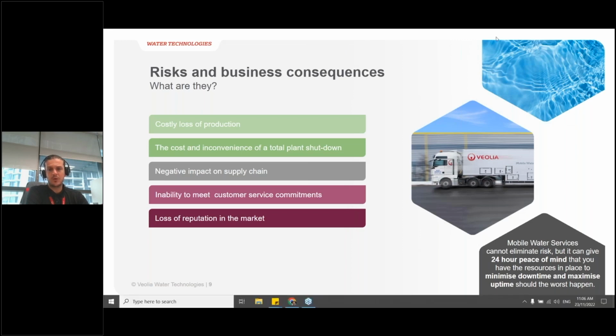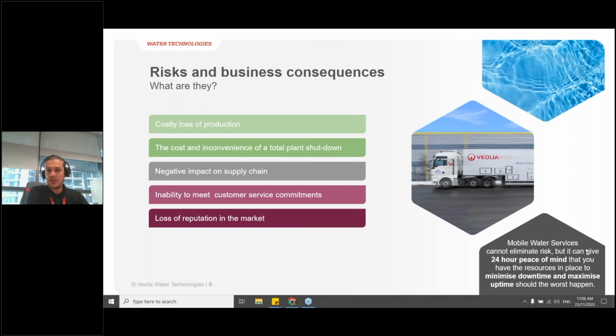So the goal of mobile water service is not to completely eliminate the risk, but I think the key word here is to anticipate and to have a 24/7, 365 days a year, complete peace of mind. You will have our resource in place to minimize the downtimes and for sure maximize all the uptimes if anything happens or the worst happens.